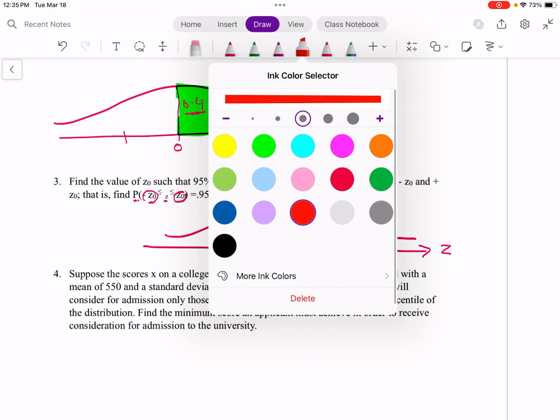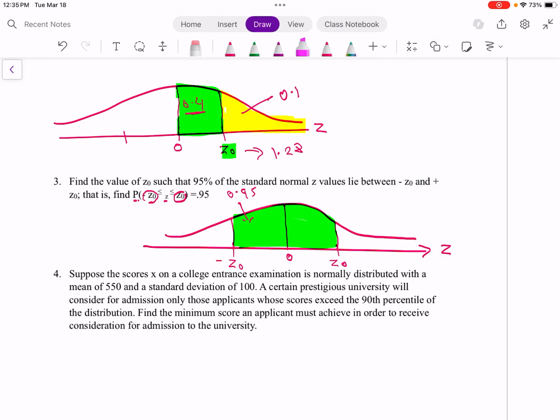Okay, so if that is the case, what do we know about the area on the right here, right of 0? Yes, half of 0.95, right? And what is half of 0.95? 0.475. Our target is finding this G naught.